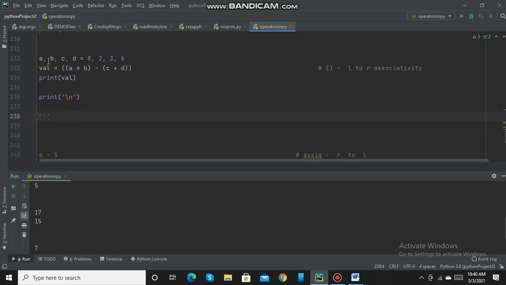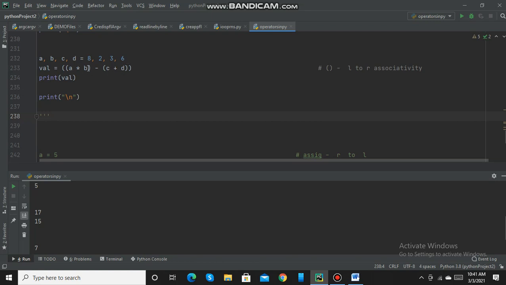Now here I am having 4 variables A, B, C, D with values 8, 2, 3 and 6 respectively. Then here I am having 2 parentheses. As we know, parentheses have left to right associativity, because only 2 operators have right to left, that is exponent and assignment. Remaining all operators have left to right associativity. So first this parenthesis will get executed. After that, the next parenthesis will get executed.